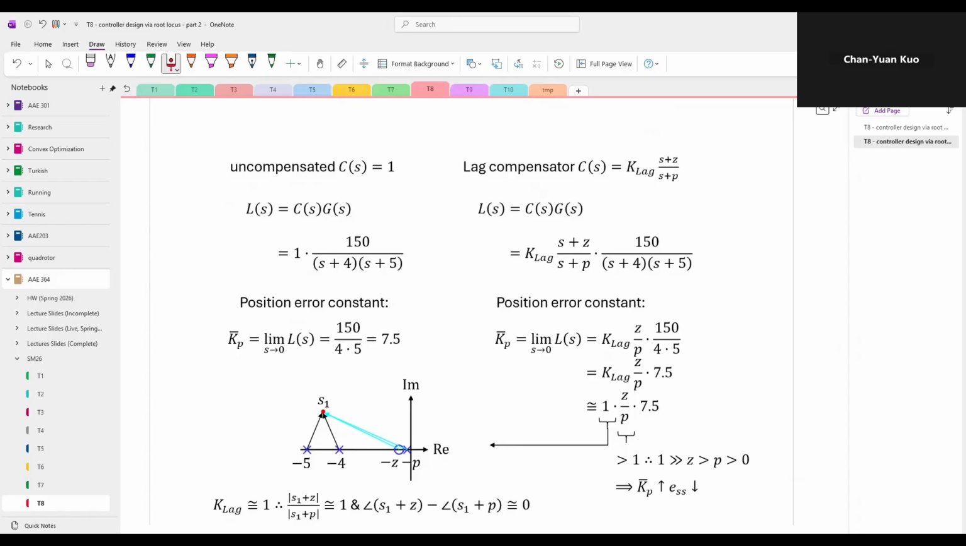And since the pole and zero are placed very close to each other, they have a minimal effect on the root locus. As a result, the gain k remains close to 1. And the scaling on the position error constant is mainly determined by the ratio of z to p. Finally, because the zero is placed further to the left than the pole, the ratio is greater than 1, which allows the lag compensator to increase the position error constant and thus reduce the steady state error.